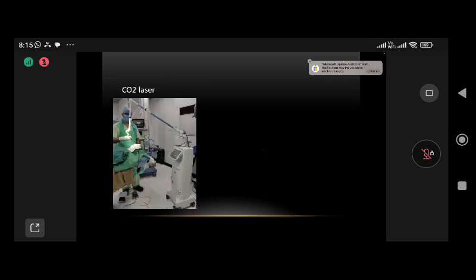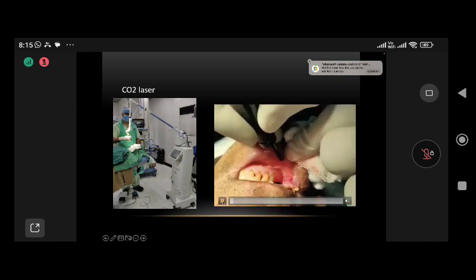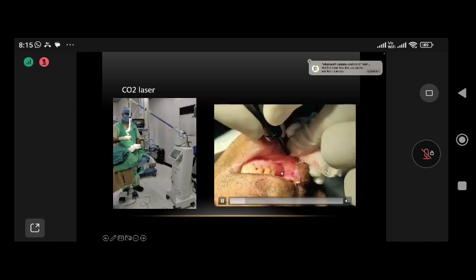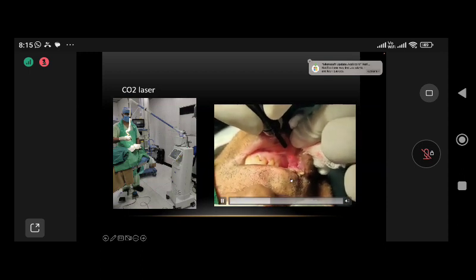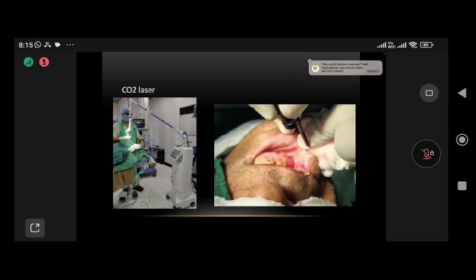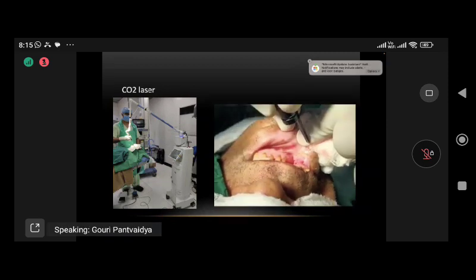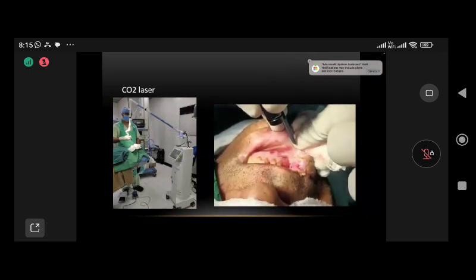Now, here is a CO2 laser, and this is a small video of a patient who is undergoing laser resection for what is actually an erythroplakia. This is not a diagnosed tumor, but we are doing a small laser resection for this patient. So as you can see, the margins that you will take remain the same irrespective of whether it's an erythroplakia or an early oral cancer.